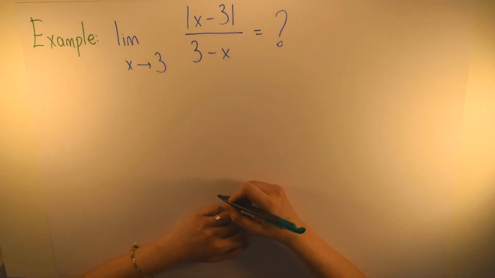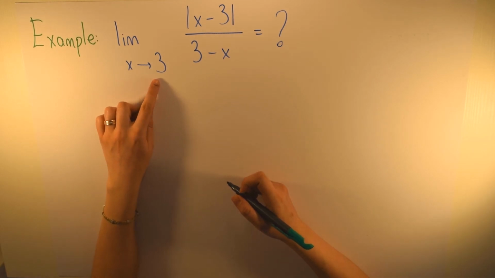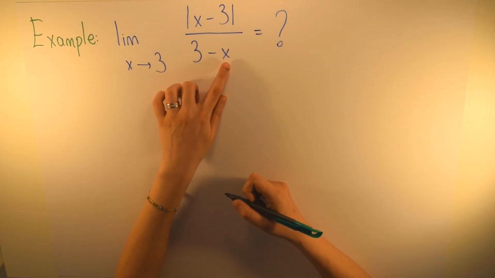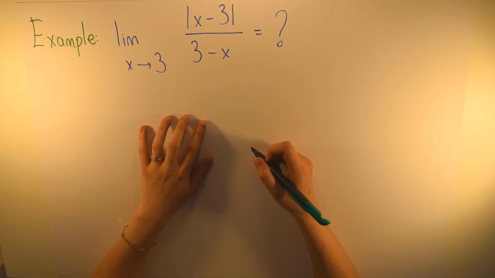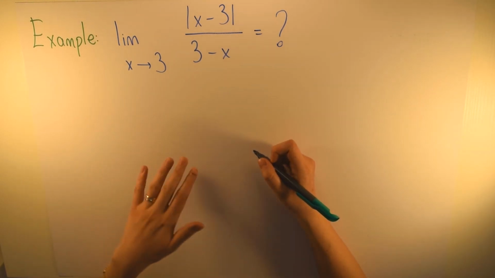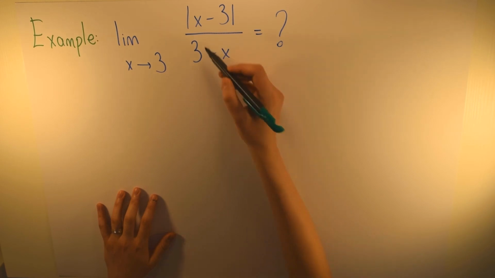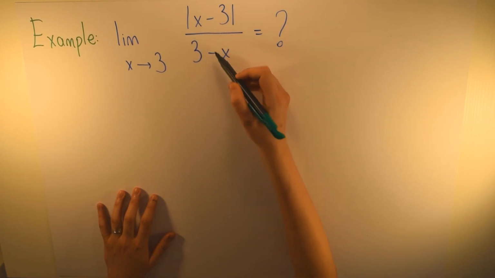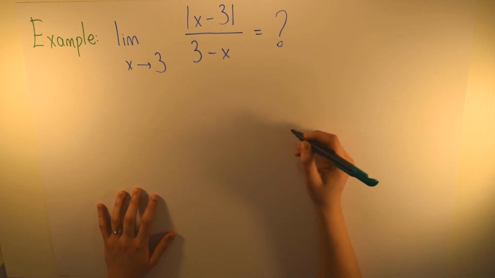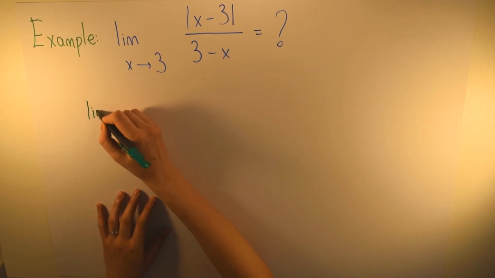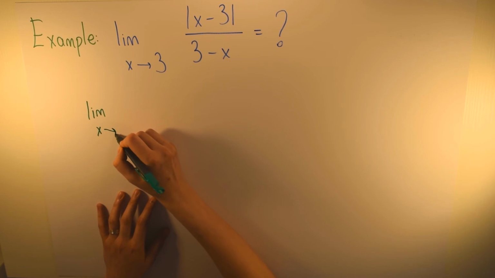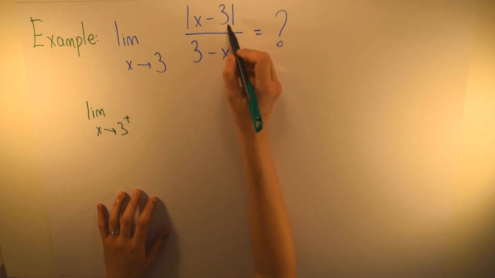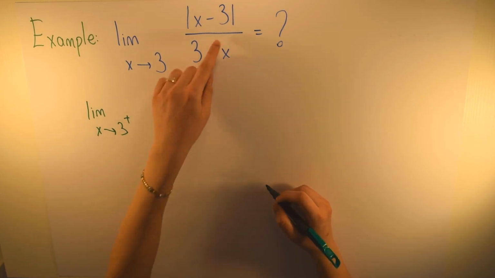In this example, we have the limit as x approaches 3 of the absolute value of x minus 3 over 3 minus x. So same thing, we should approach from both sides. Okay, let's do that. First, which value of x makes this absolute value 0? It is 3, right? So limit as x approaches 3 from the right side. So let's see how this absolute value will become.